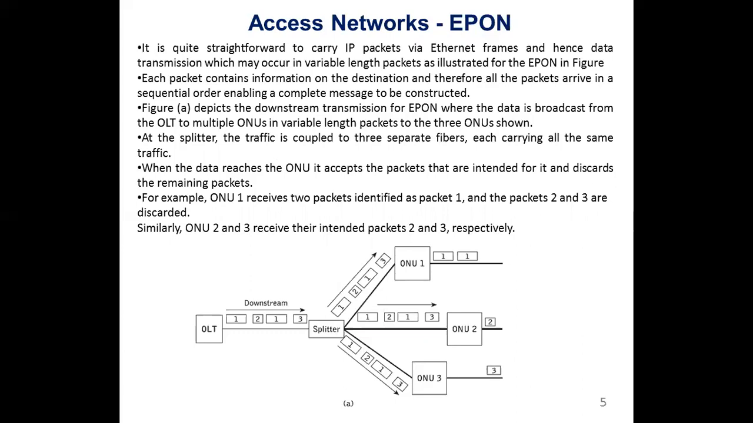So this diagram, which is shown in the slide, is depicting the downstream transmission for Ethernet PON, and data is broadcast from the OLT to multiple ONUs in variable length packets to the three ONUs which we have shown. At the splitter end, the traffic will be coupled to three separate optical fibers, and each of them will carry the same traffic. When the data reaches the ONU, it accepts the packets which are intended for it and discards the remaining packets. So ONU 1, for example, will receive packet 1, and packets 2 and 3 are discarded. ONU 2 and 3 will receive their intended packets 2 and 3 respectively.